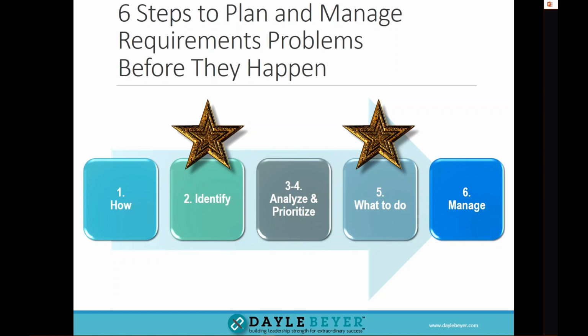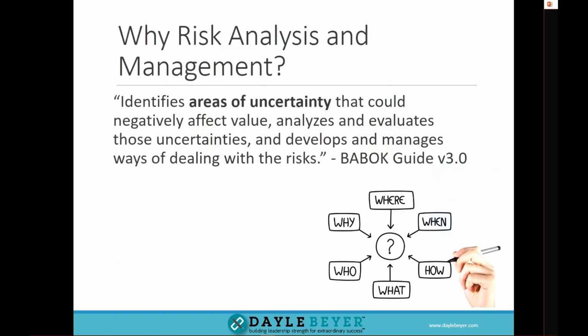Even if you skip step 1 and skip 3 and 4 and you skip 6 and you just do step 2 and 5, you're way better than most organizations are doing today. So this is called risk analysis and management. Now, risk analysis is a technique in the BABOK Guide, no question about it, okay? But it doesn't tell how a business analyst should do this risk analysis thing. It says, here's a technique, go figure it out, guys. So we've got to understand, how does this work in business analysis?